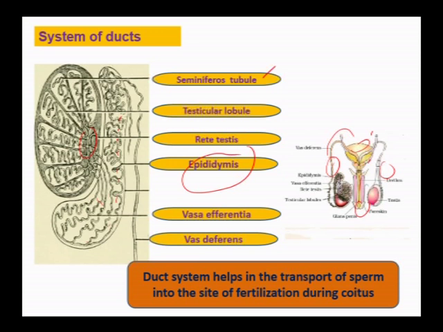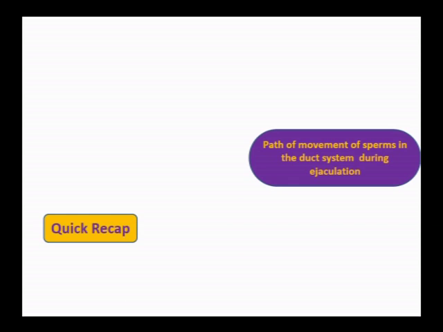What is the significance of this duct system? As I told you, the system of ducts is a part of the male reproductive system. It is said to be a secondary sex organ, so it helps in the transport of sperms or gametes into the site of fertilization, during coitus or sexual intercourse. So let us take a quick recap: the path of movement of sperms in the duct systems during ejaculation.